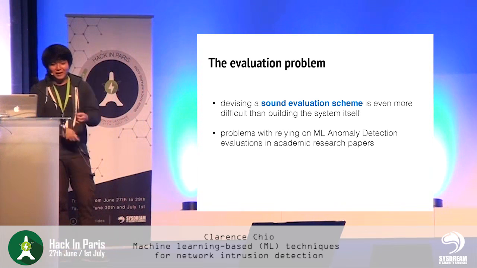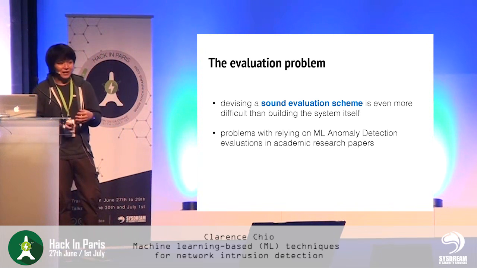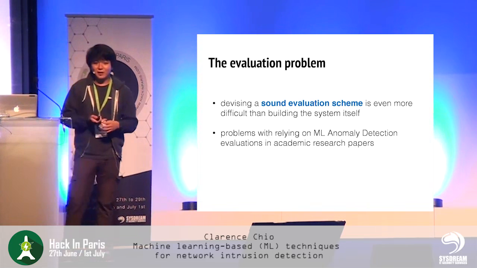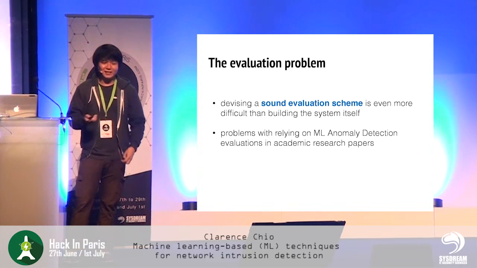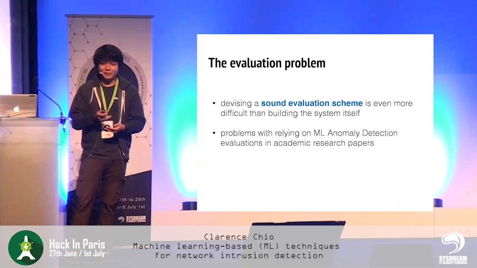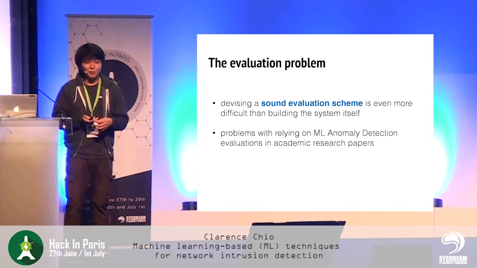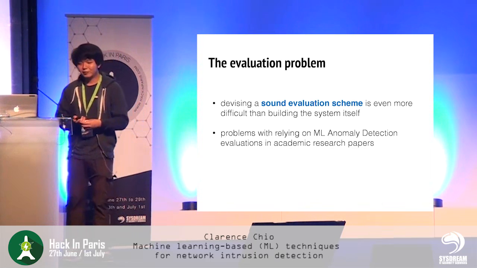The problem with relying on anomaly detection and machine learning evaluation in academic research papers is also interesting. If you look at a lot of research papers dealing with machine learning and anomaly detection, they're using data sets from the 1980s, from the Department of Defense in the US, and these data sets are not exactly representative of what you would see in a modern web server today or any kind of modern internet traffic.